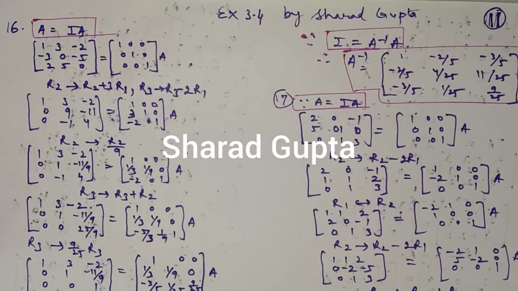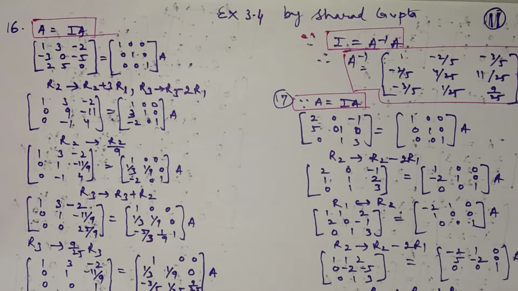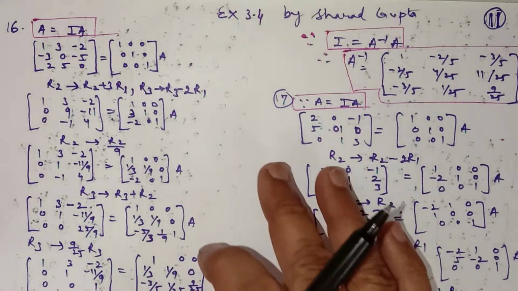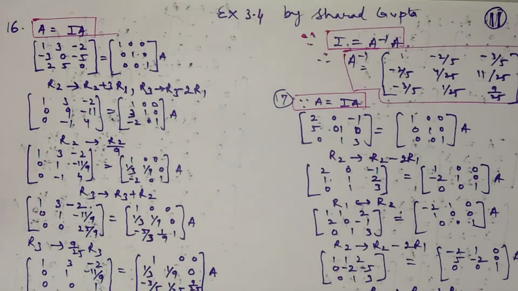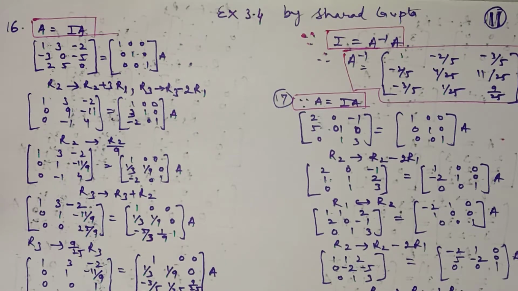Hello, this is lecture number 7 for the chapter Matrices of class 12th, and we are doing exercise 3.4, in which we have to find the inverse of a matrix by the elementary transformation method. In the last lecture we did how to find the inverse of a 2 by 2 matrix using the elementary transformation method. In this lecture we'll discuss the 3 by 3 matrix, which is very important from the board point of view.